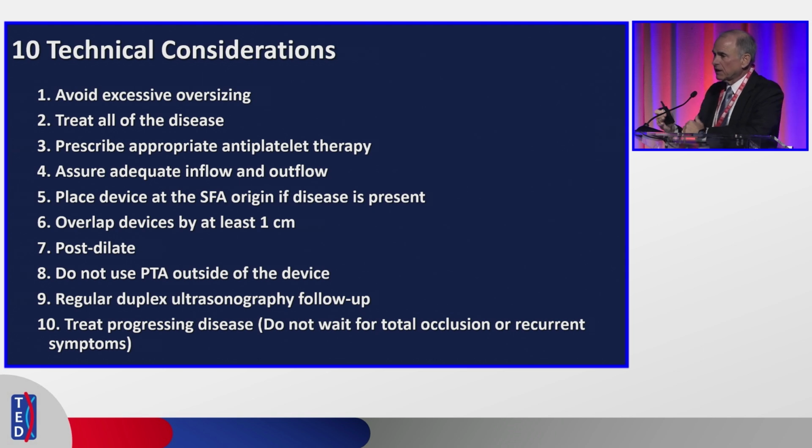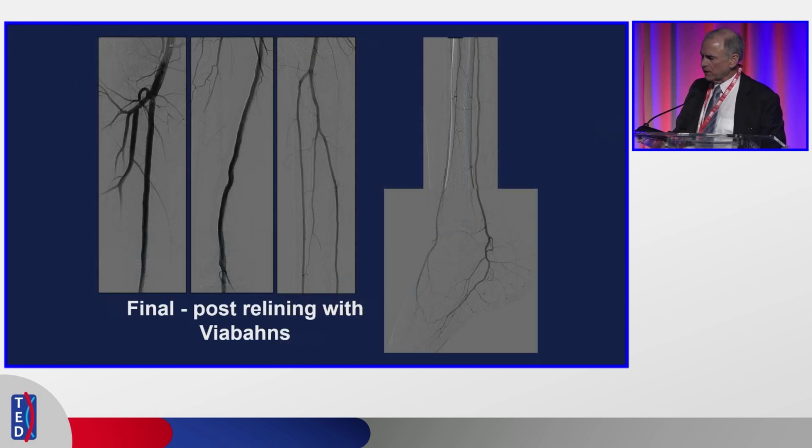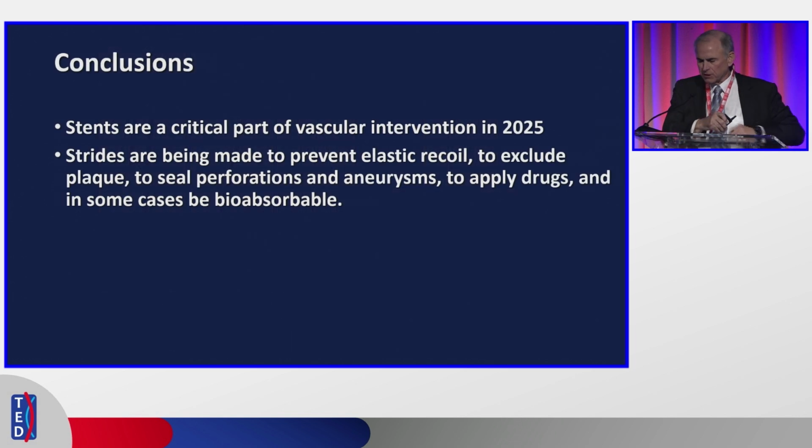Post-dilate because you have to iron out that wrinkly PTFE. Do not use angioplasty outside the device that's oversized and may injure that area and set up a nidus for restenosis. Use regular duplex ultrasonography, and if you see a high-grade recurrent lesion, fix it because the next thing is going to be clot, and treat progressive disease. Don't wait for this. This is just a nice example of a patient with a long in-stent occlusion, and this is post-Viabahn, and a pretty predictable thing.